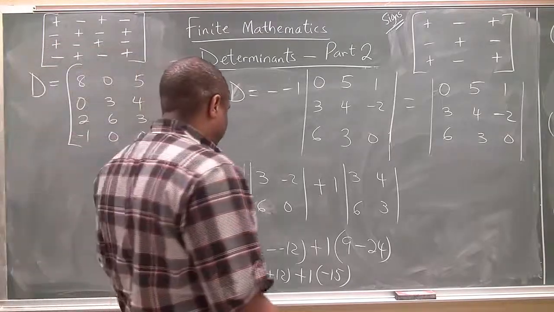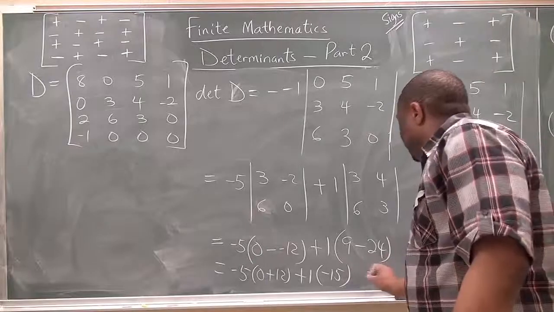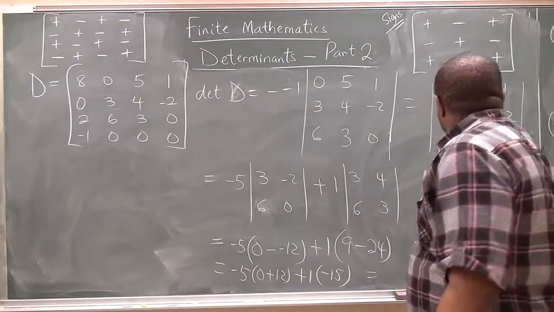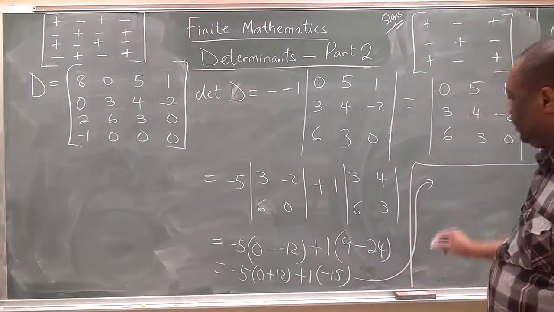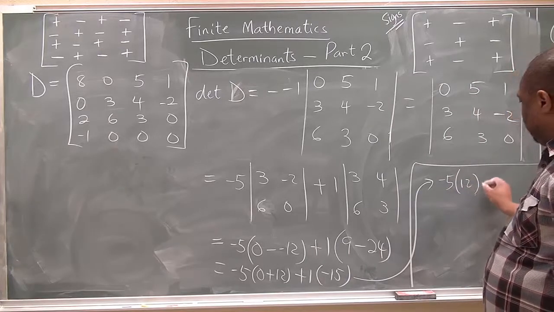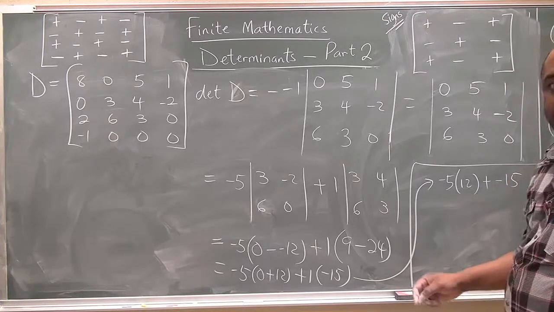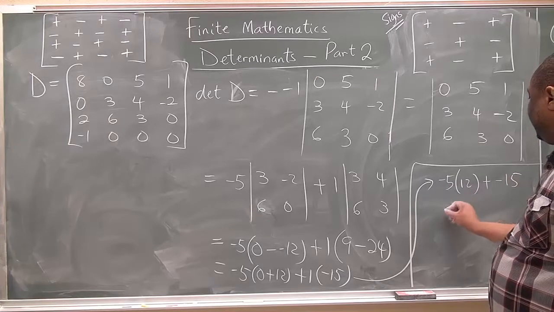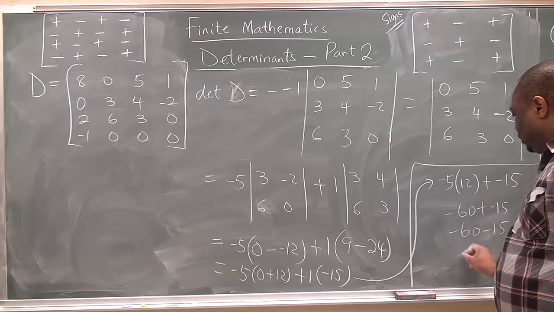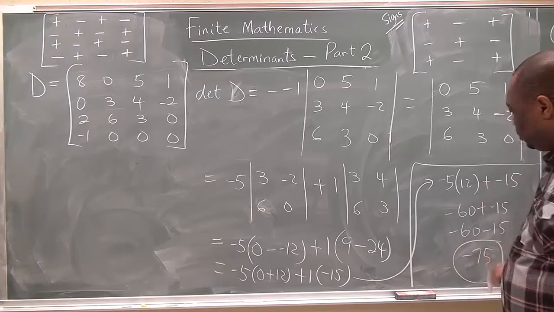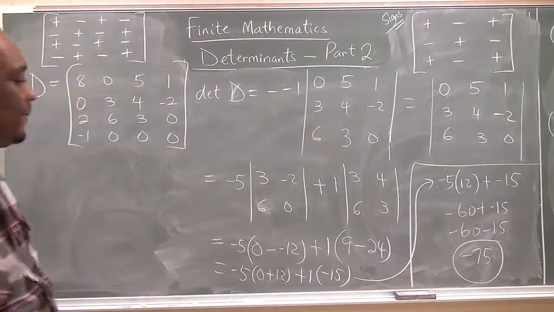So we go ahead and finish this. What will this give us now? Negative 5 times 12, plus 1 times negative 15. Negative 5 times 12 is negative 60, plus negative 15, which is negative 60 minus 15, which will give you negative 75. So the determinant is minus 75.